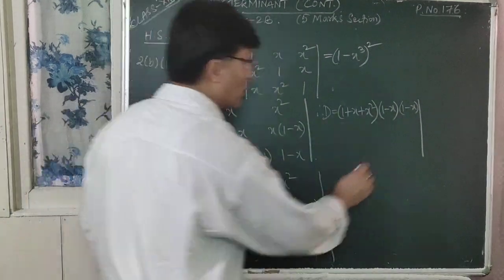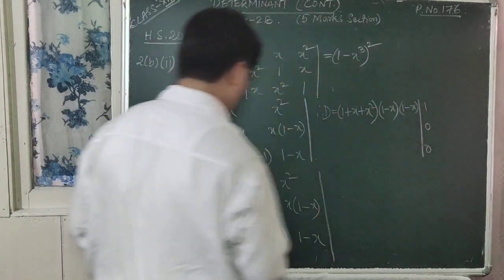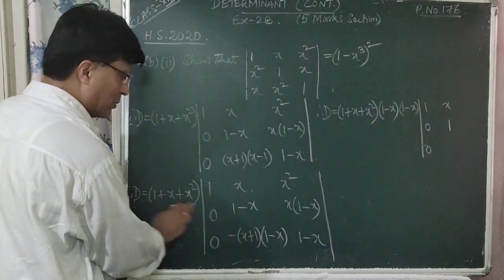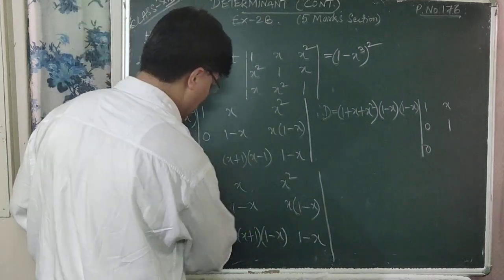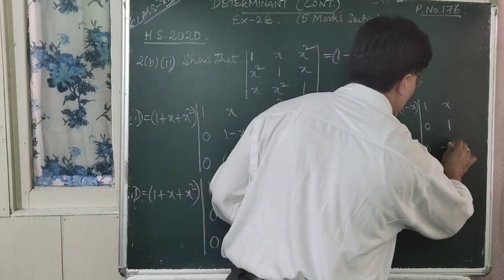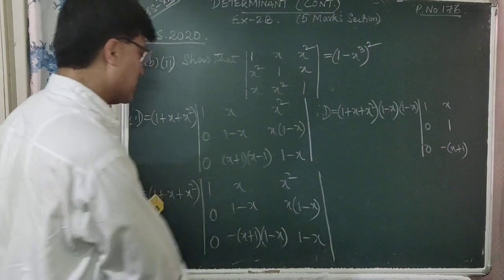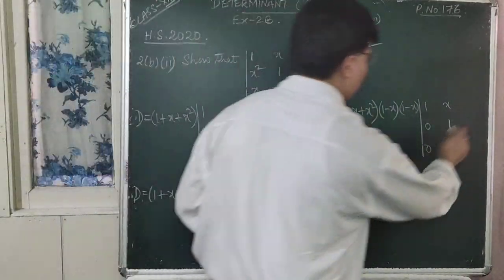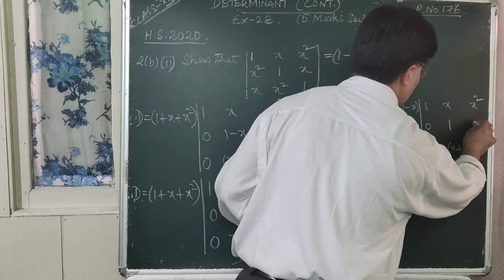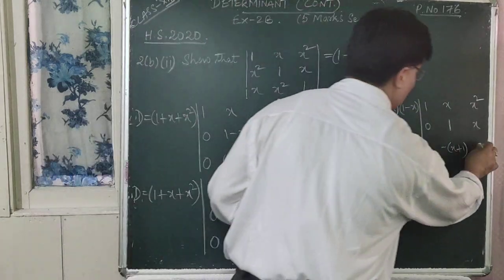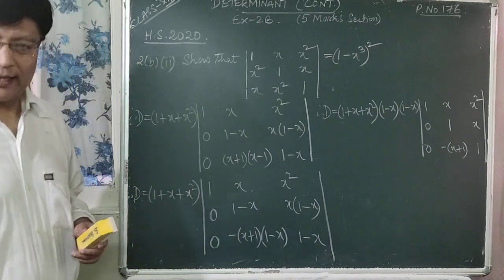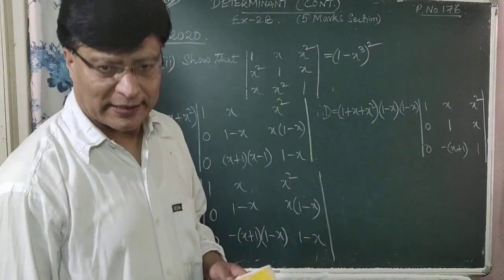What is the first column? 1 0 0. What is the second column? It is x. 1 minus x is taken common. Here also 1 minus x is taken common. 1 0 0 x. This is 1 and this is minus within bracket x plus 1, because 1 minus x is taken common out there, isn't it? So x square remains as it is. Here also 1 minus x is taken common. So it is only x and this is 1. So the determinant sign is closed. Is that clear now? So now let us expand it.